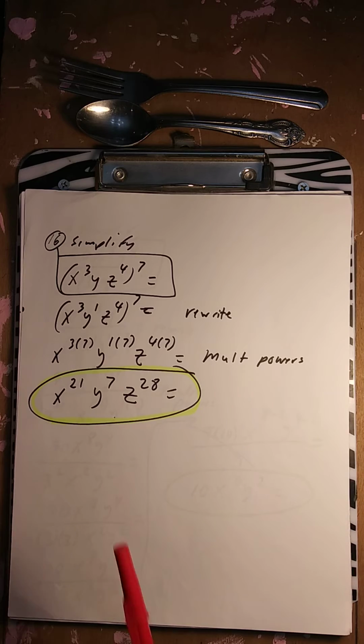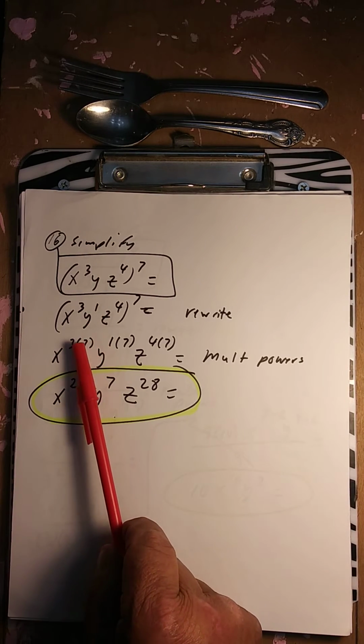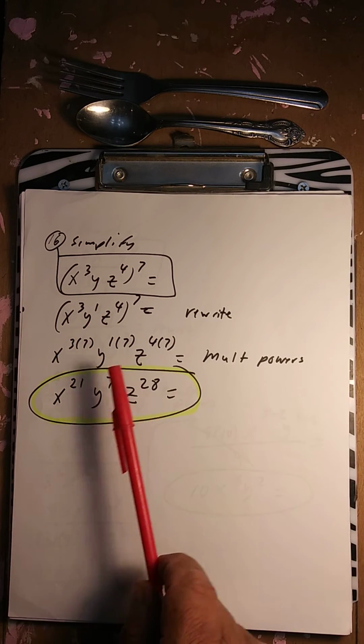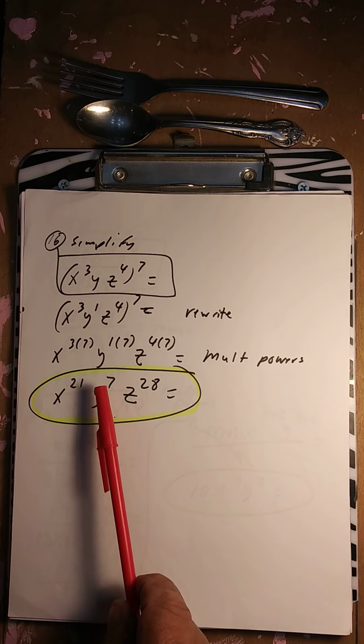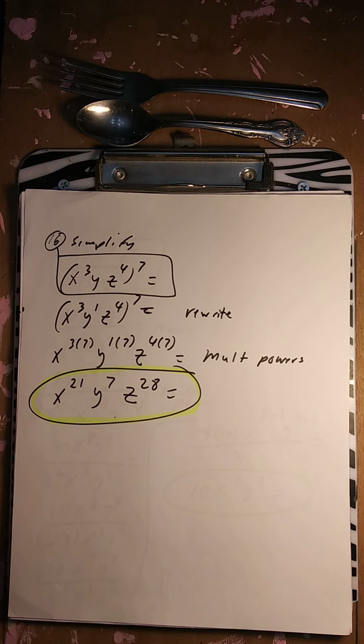Simplify this. Let's put a 1 there for the y. So 3 times 7, 1 times 7, 4 times 7, that's going to be x to the 21, y to the 7, z to the 28. And that's it. Leave it like that.